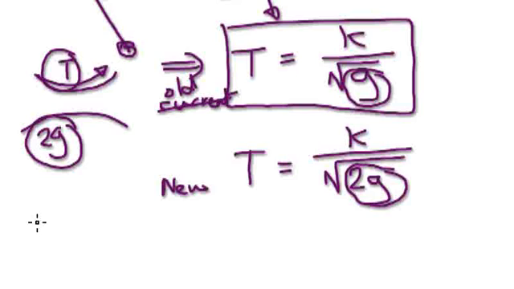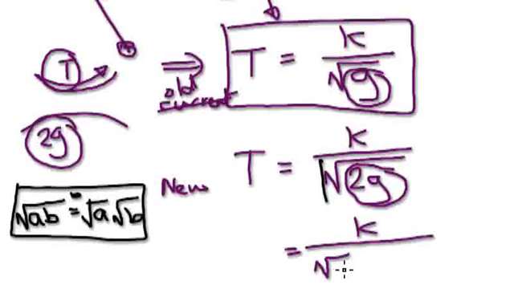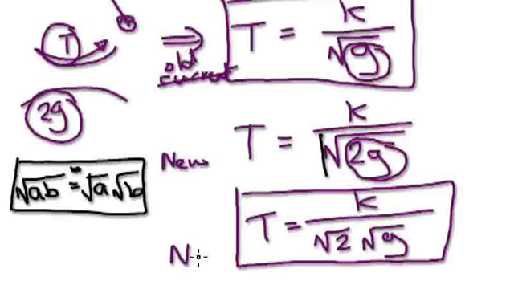So now use that indices property here: root of ab equals root a times root b. If you don't understand this, watch the indices section. So now I'm going to use this property on this thing here. So this would be k over root 2 times root g. Don't forget, this is the time for our new situation.